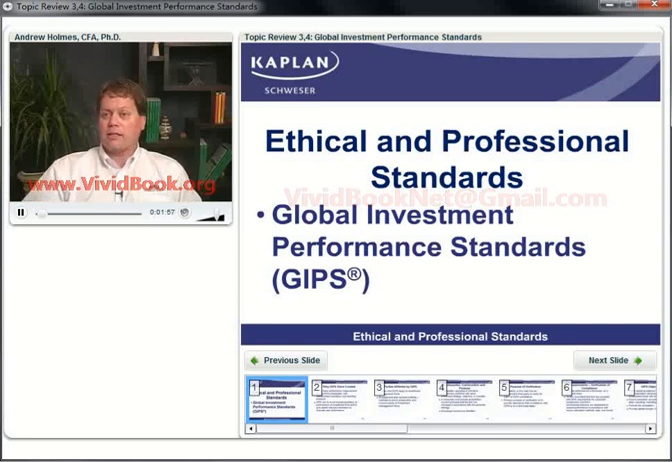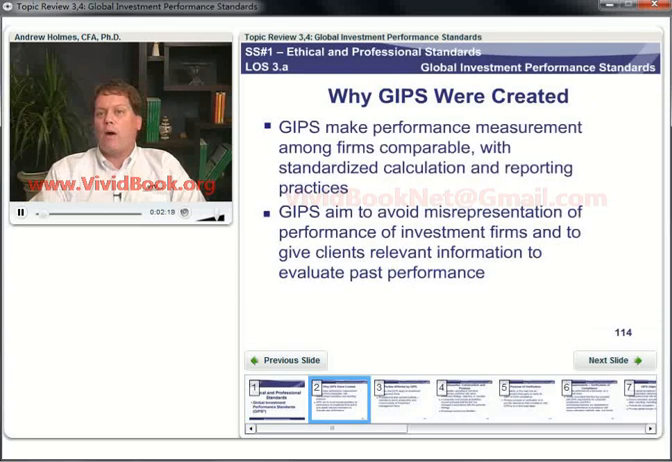I think that this has been something that I'm personally a fan of. We work in an industry where it is easy to obfuscate what you're really doing. The purpose here is to provide a uniform standard, a global standard, so that we can promote fair competition, and you will see that as we proceed through the material. So let's start out with the why of GIPS. So why were GIPS created?